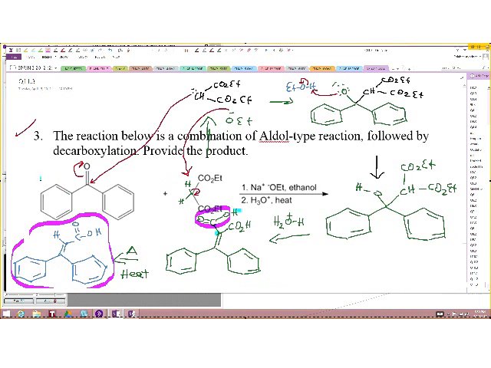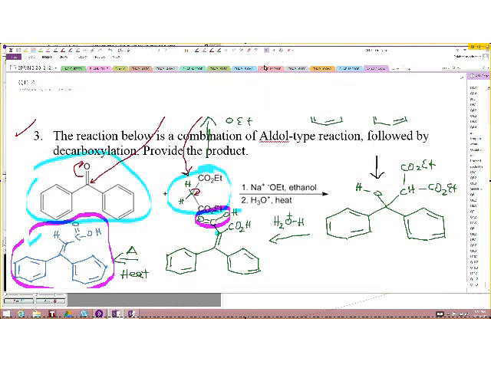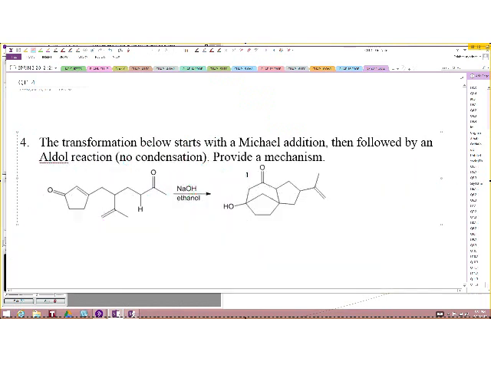In other words, this molecule here will react with the ethyl malonate to give this product right here. Okay, let's go to the next one. Okay, this is the last one. How many people did this? Okay, very good.